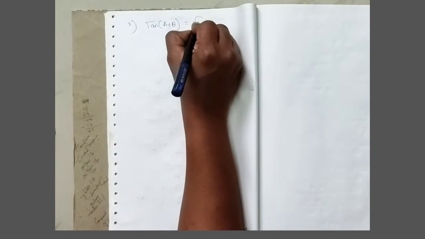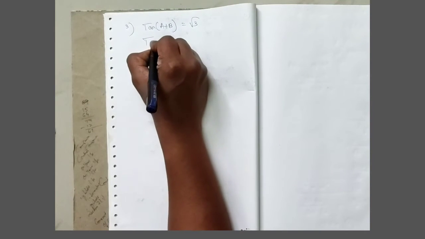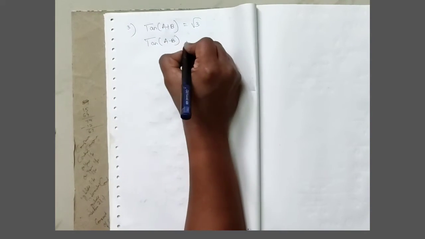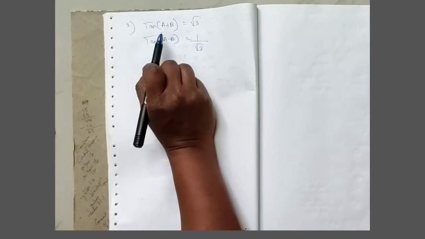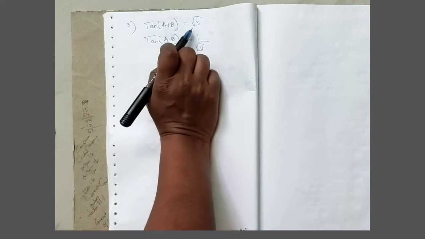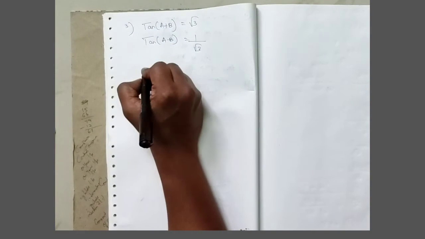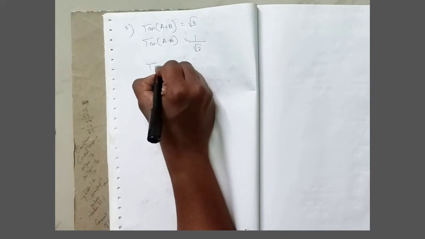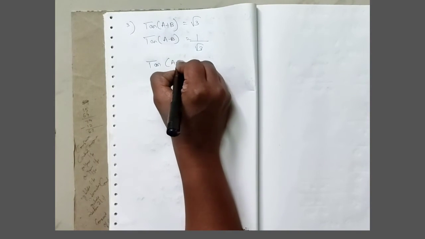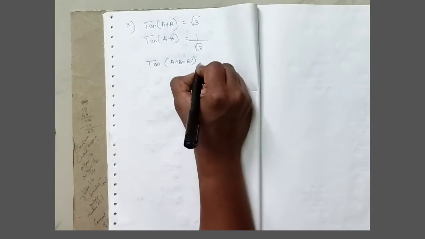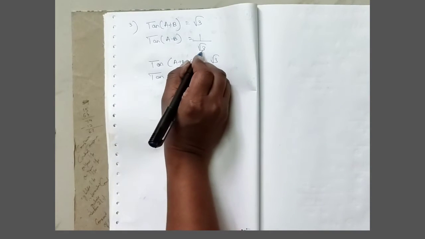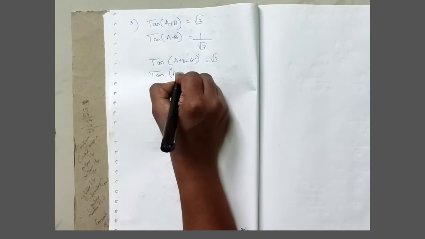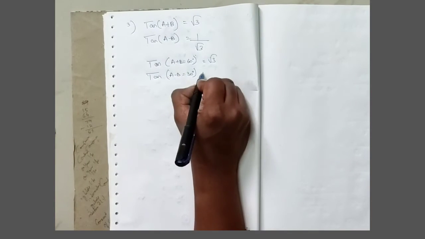Tan(a plus b) is equal to root 3. Tan(a minus b) equals 1 by root 3. So we know what angle gives you root 3 in tan: 60 degrees. So a plus b, which is equal to 60 degrees, gives tan equal to root 3. Tan of 1 by root 3 is 30 degrees, tan 30 degrees. So a minus b is equal to 30 degrees, that is equal to 1 by root 3.